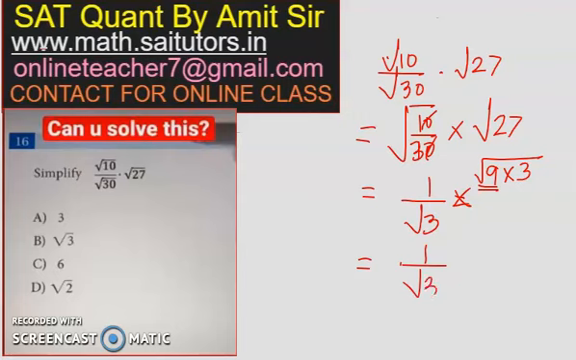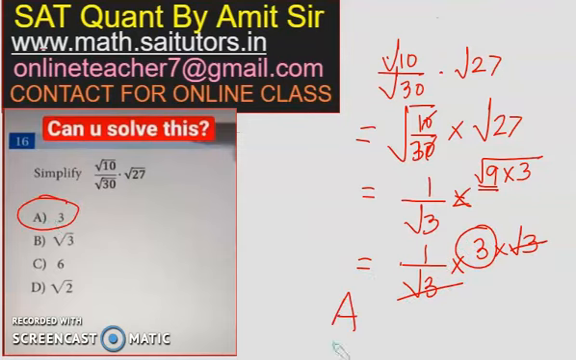1 by root 3 times 3 root 3. So 3 and root 3 cancelled, so answer is 3. Option A is the right option.